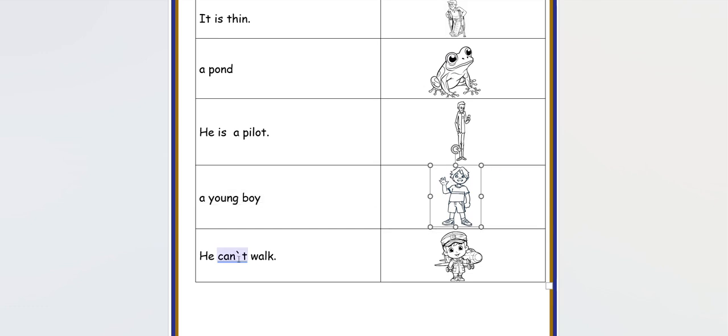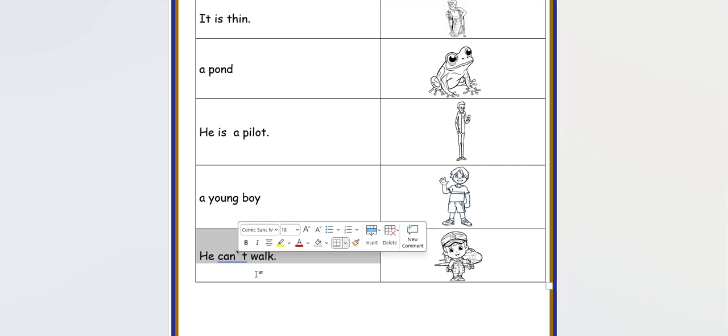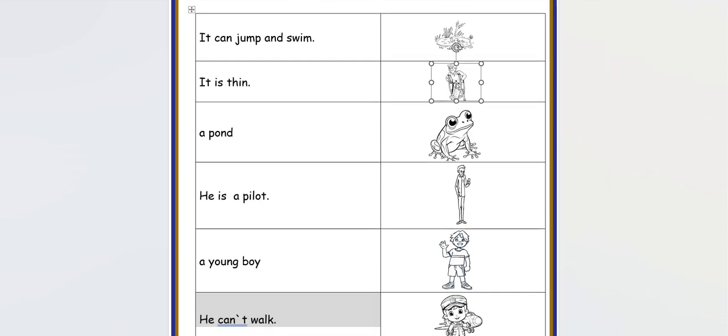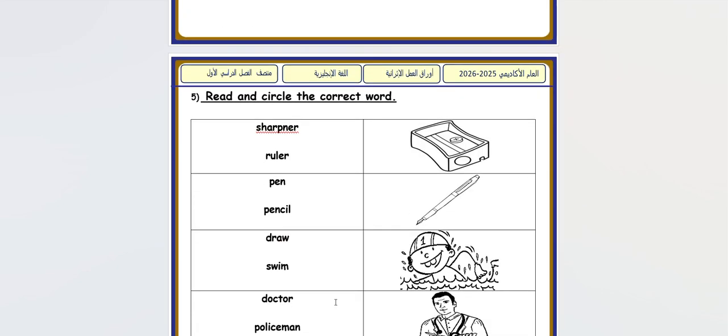And finally, he can't walk. Let's check why he can't walk. Oh, very good. Because his leg is broken. So we match he can't walk to this picture. Okay, let's move to the next question.